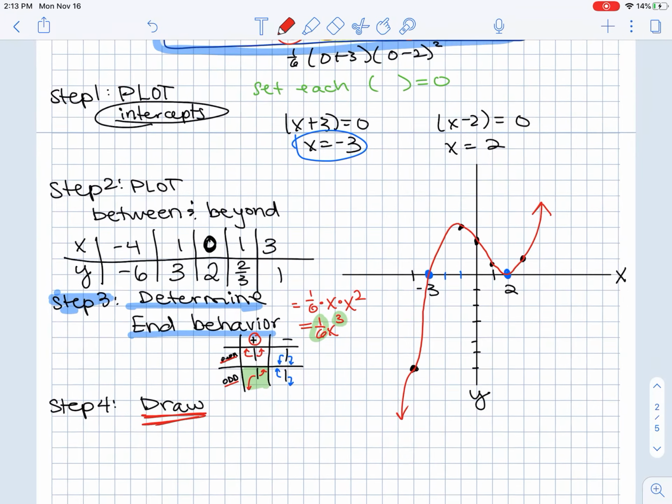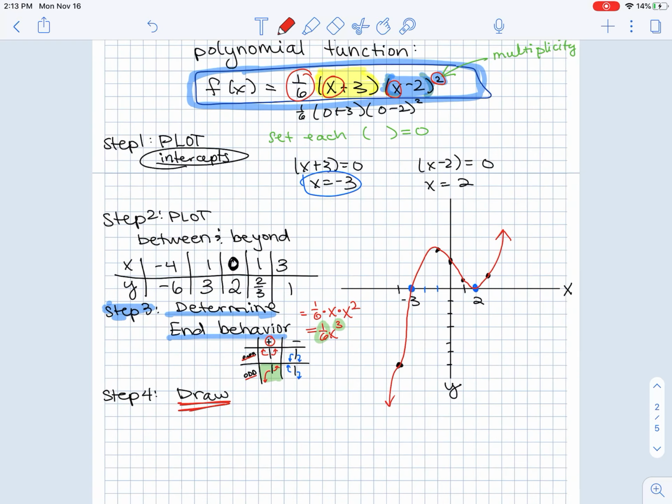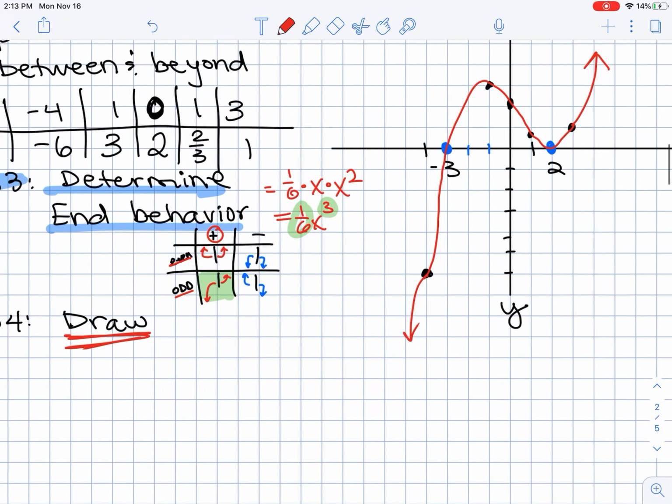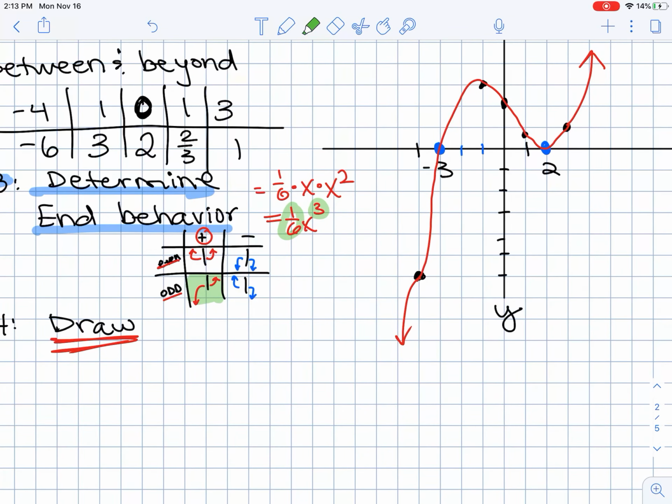So again, to graph the polynomial that they gave us, number 1, you plot the intercepts. So we're going to find the x-intercepts by setting each factor to 0. Put those on the x-axis. Then you're going to plot your points in between and beyond each of those intercepts. So I picked values to the left and the right of every solution or 0. Determine your end behavior, which told us that this was going up to the right and down to the left. And then we drew the in-betweens.